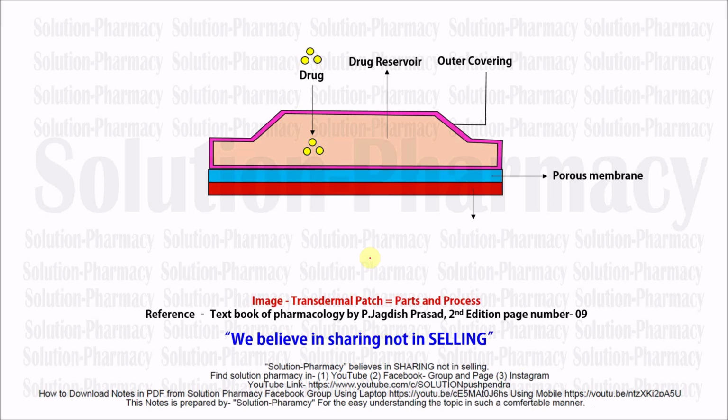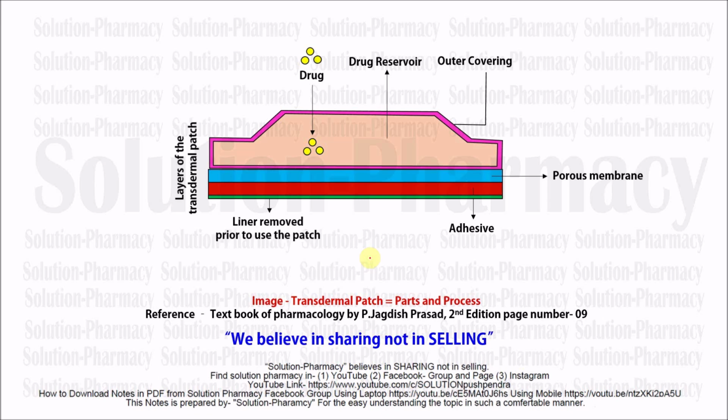so that in case of movement the patch will not be removed and will stay in place. Now the next part is the sticky layer that has to be removed prior to the application of transdermal patches over the skin. This is just like a sticker film only. So these are the three layers of transdermal patches.